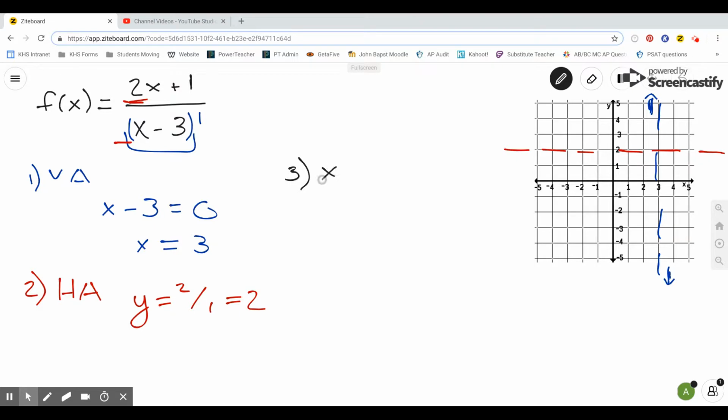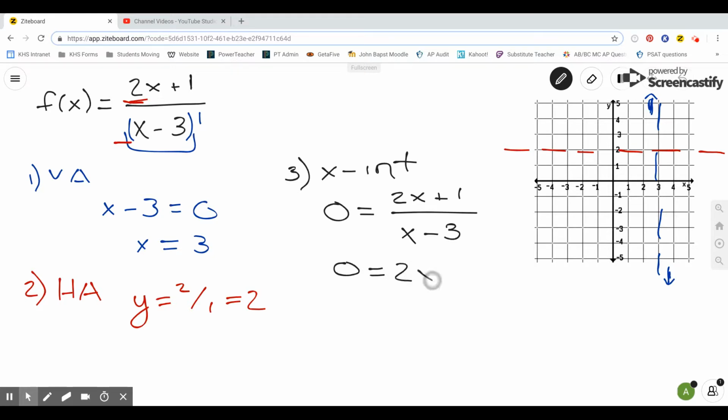So x-intercepts, that happens when y is equal to 0. And I will write out the entire fraction first, and probably in the next couple examples I will not, because if you notice, that denominator plays no role in this. All we need is your numerator equal to 0. 0 divided by anything is 0. You could also think about multiplying that x minus 3 over, and then 0 times x minus 3 is 0. So all that matters is that the numerator is equal to 0. So x is equal to negative 1/2.